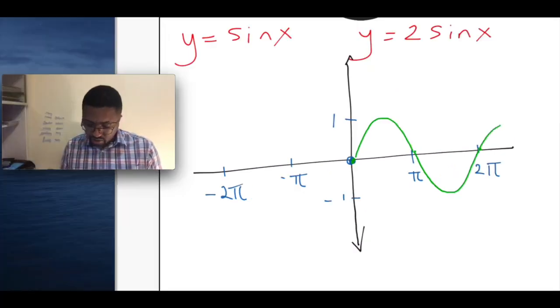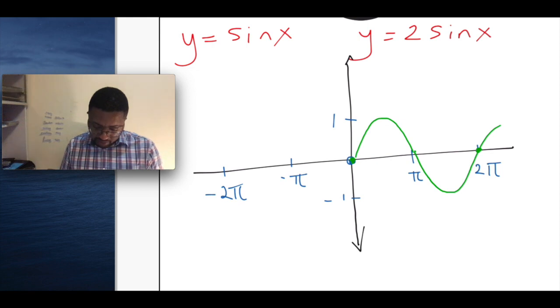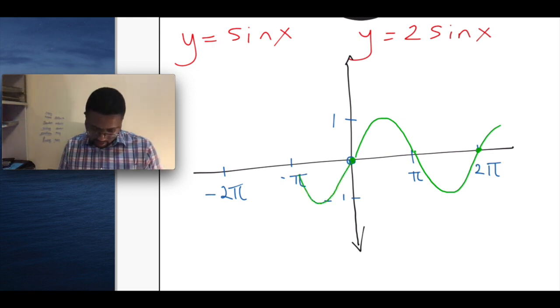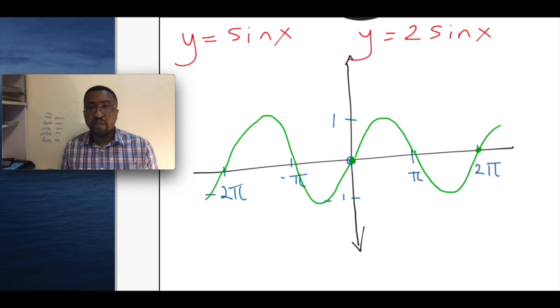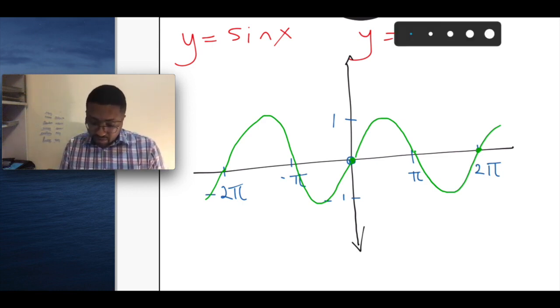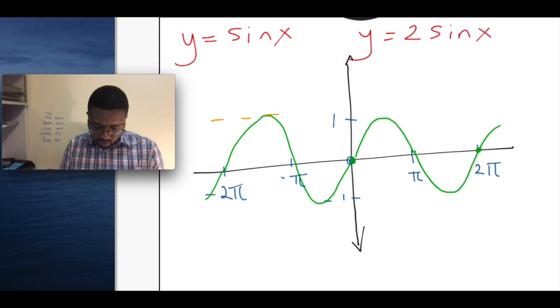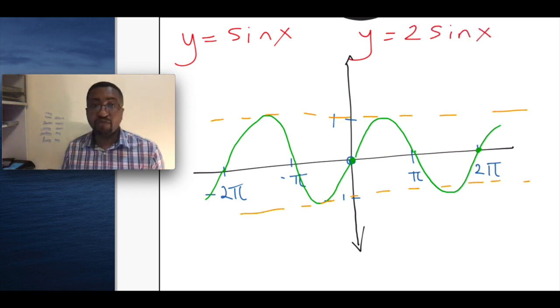Okay, so from here, from 0 to 2 pi, that's your period. And then of course the same thing goes on the other side. Comes here, goes up here, and then comes down here. Okay, and then it keeps going. Okay, now again it's bounded between 1 and -1.